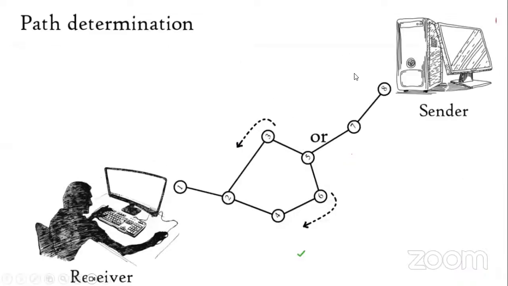Next function of the network layer is routing. What do you mean by routing? The process of sending information or a packet from source to destination. Routing. That is called routing. So that will be taken care of by the network layer. And the next one is path determination.